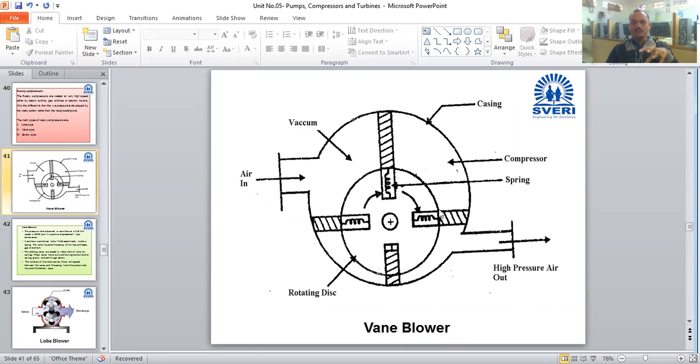Slots are provided on the rotating disc. Here 4 slots are provided. In some blowers, there may be more than 4 slots. In those slots, compression springs are mounted. Do you know compression springs? Yes, sir. Where do you find them?